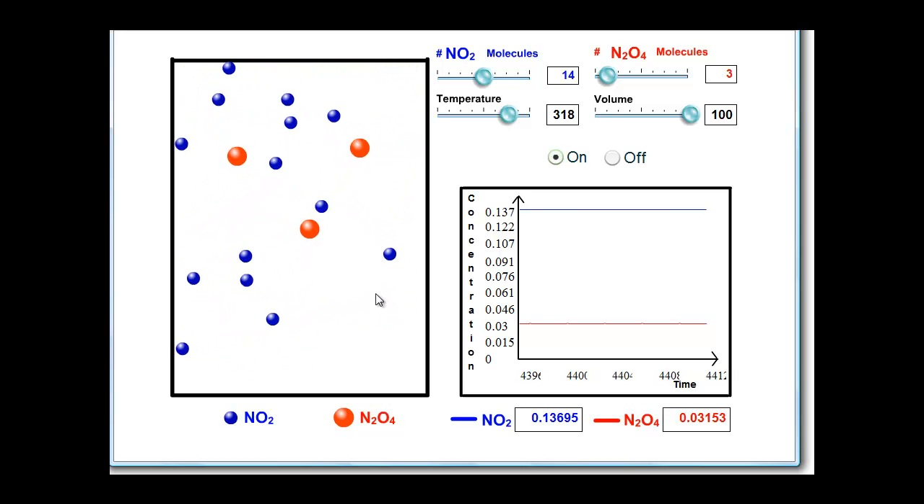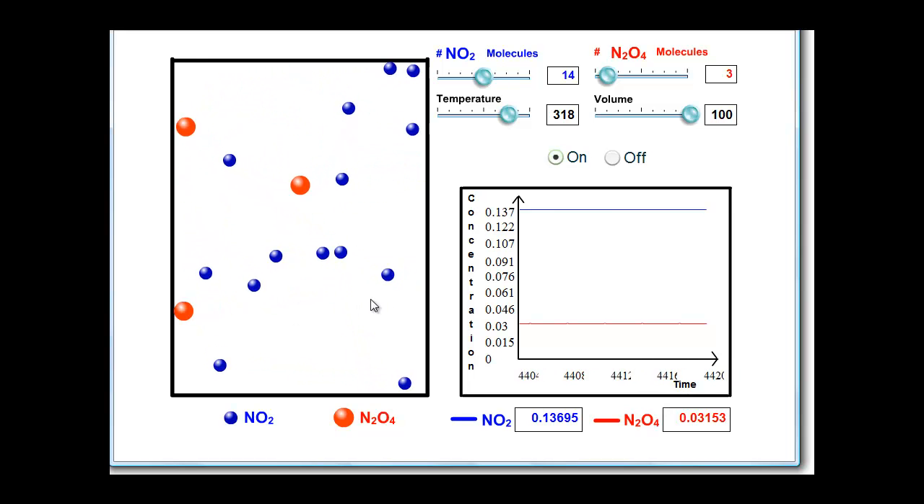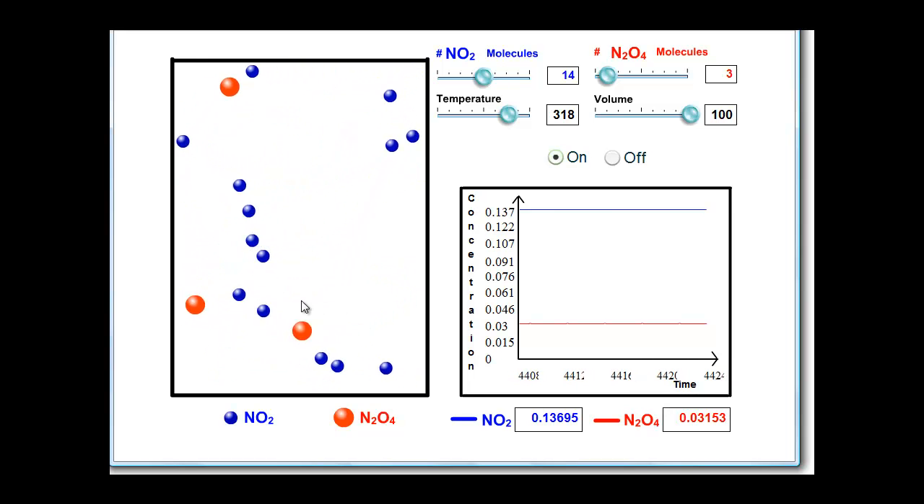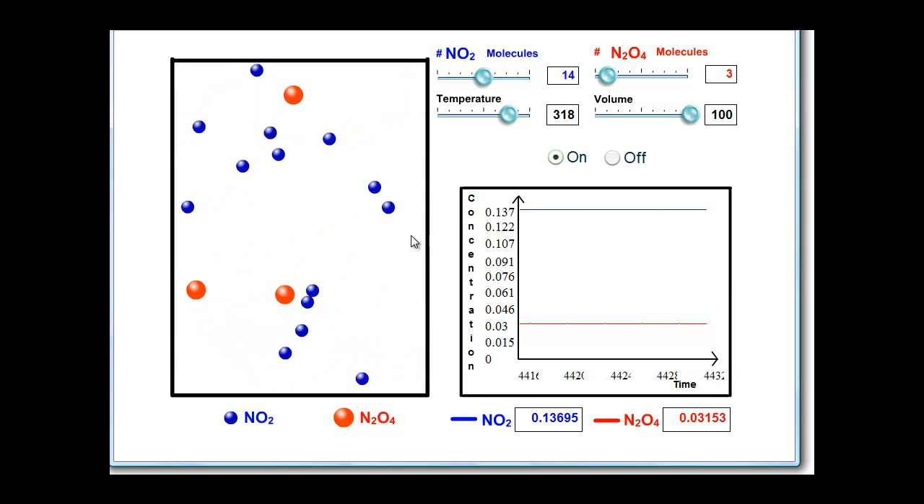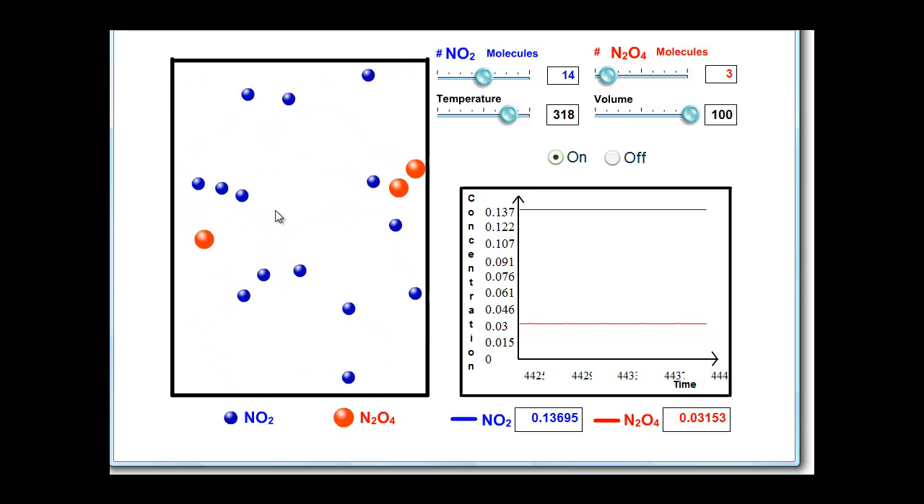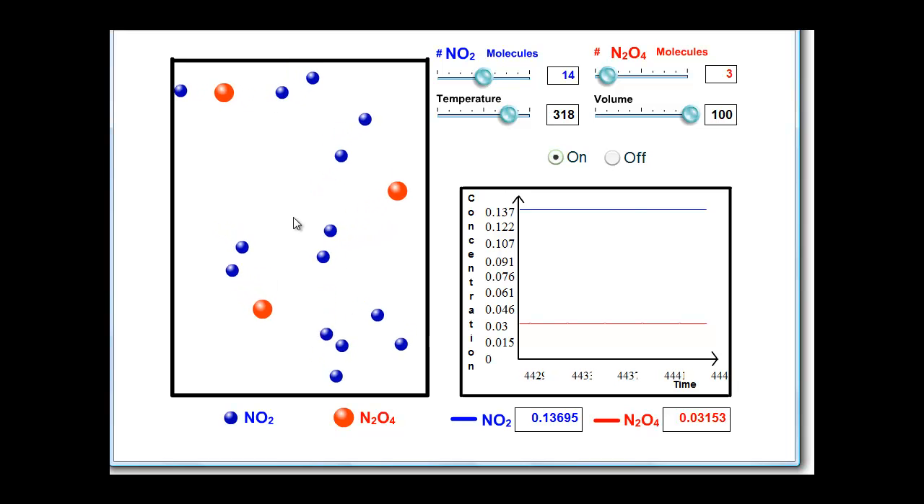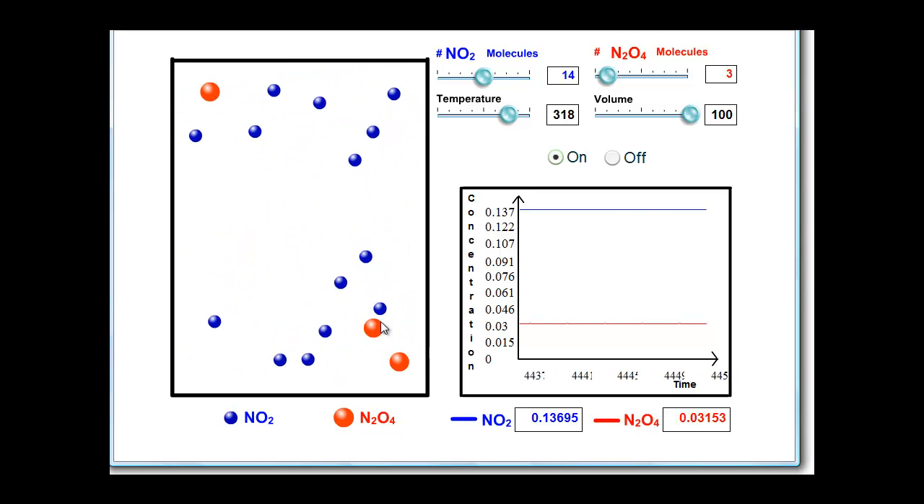Now this simulation doesn't really show that the reaction is still occurring in the forward and reverse direction, but you have to imagine that NO2s are reacting to form N2O4s, but that's happening at the same rate as N2O4s producing NO2s. So because of that, the concentrations remain constant over time. This system is in a state of equilibrium.